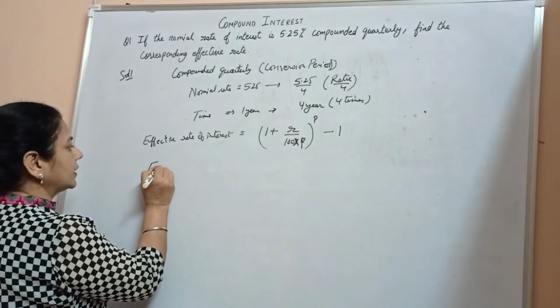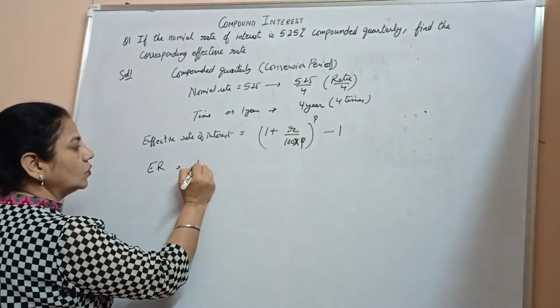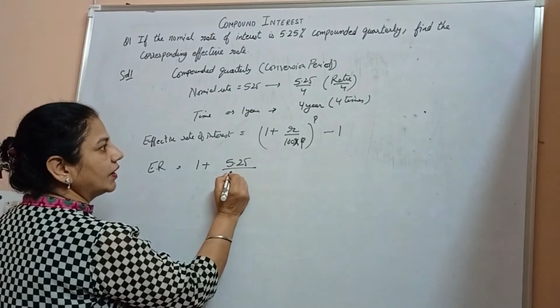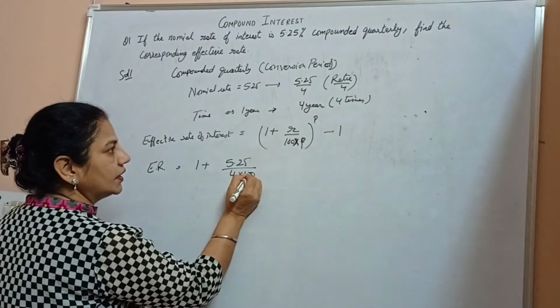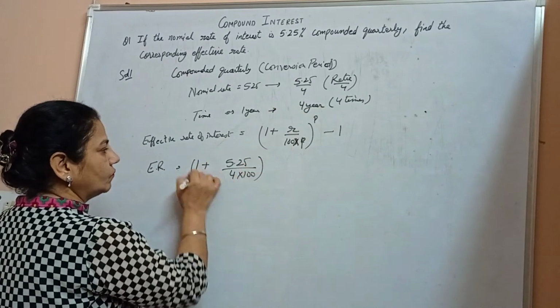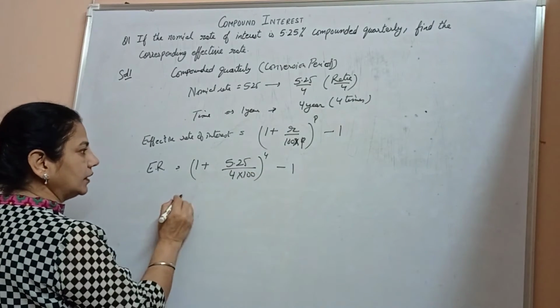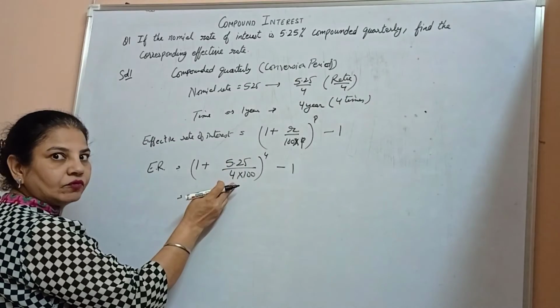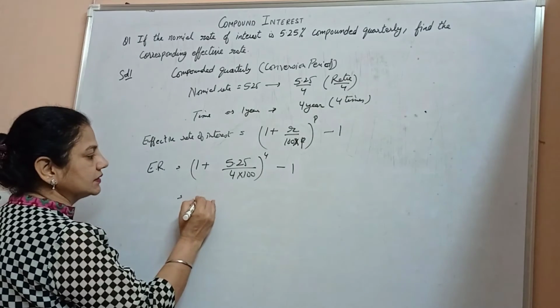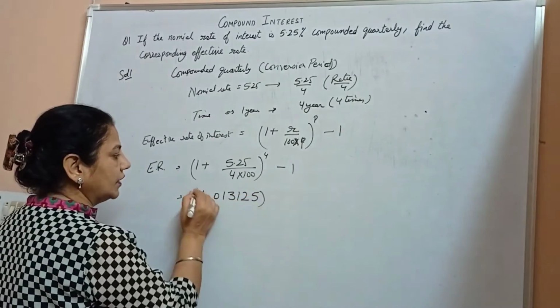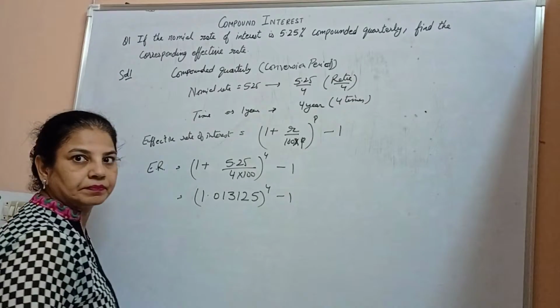So we will write it as: effective rate of interest is equal to 1 plus the rate of interest, given as 5.25 divided by 4 into 100, as the time is 4, so power 4, minus 1. On calculating, 5.25 divided by 400 added to 1 gives us the result 1.013125 whole to the power 4, minus 1.